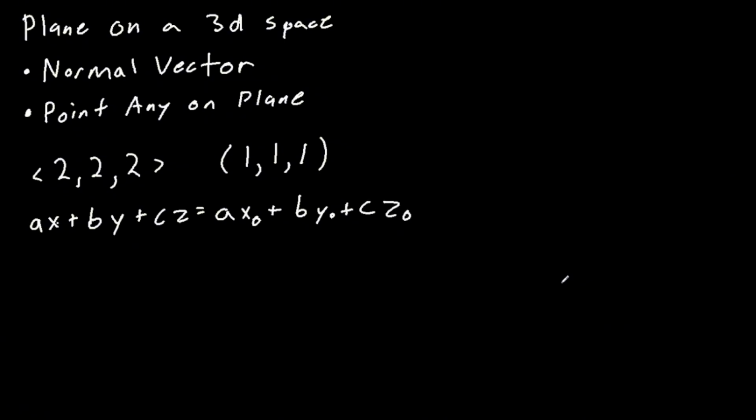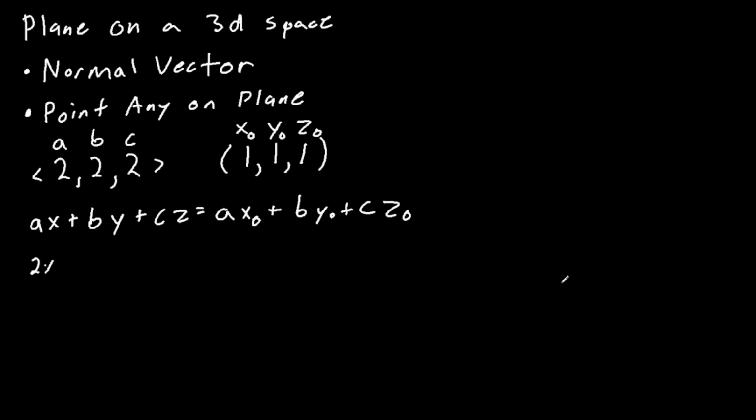And these a, b, and c represent the components of the normal vector. So this is the normal vector, and these are the values a, b, c. And x null is any point on the plane. So these null values, the x null, y null and z null, represent the components of the point on the plane, and this a, b, c represents the vector values.